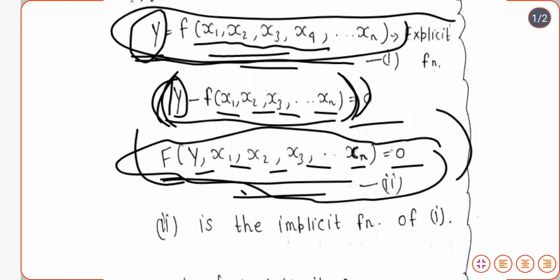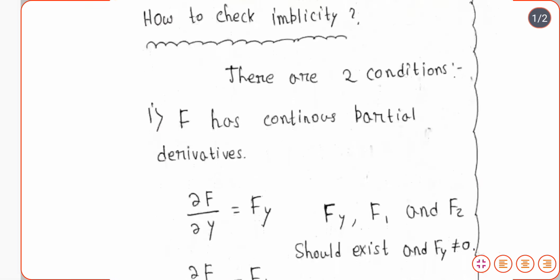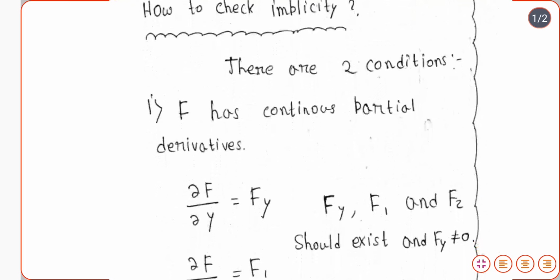And what is implicit? An implicit function is a function in which the dependent variable can't be explained by the independent variables. There is another video in which I have explained the implicit and explicit function. Watch that video, and the topic will be very clear. So this is an implicit function of equation 1. We have derived this implicit function from equation 1. Now, how do we check whether this function is implicit or not?